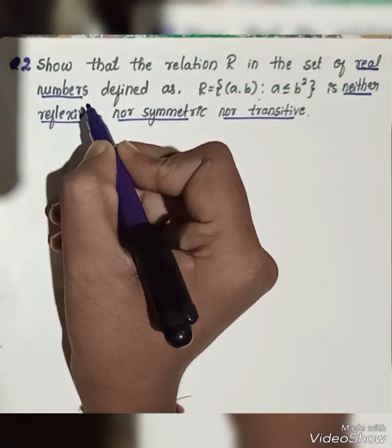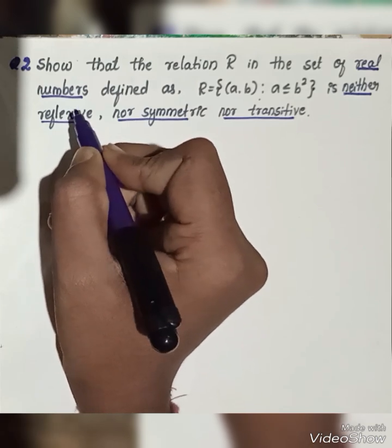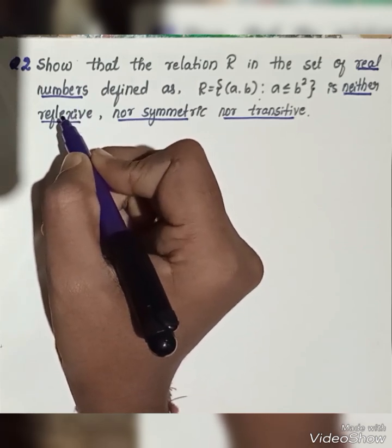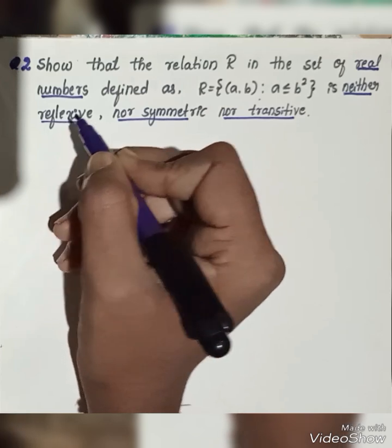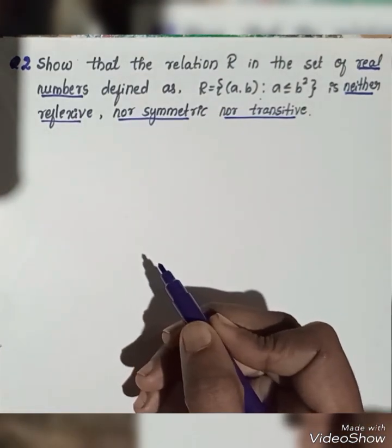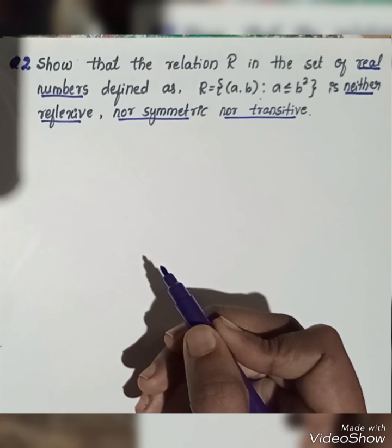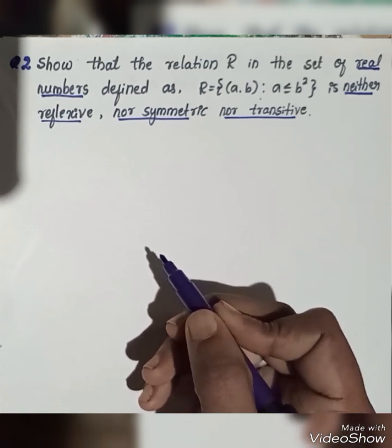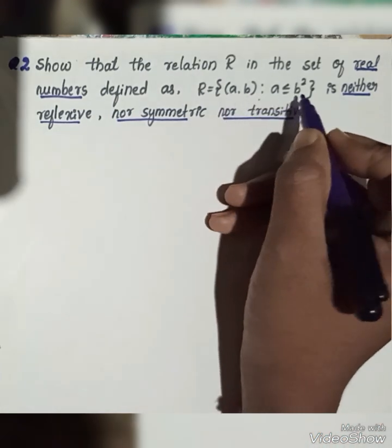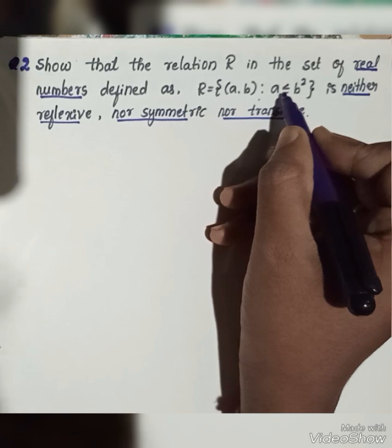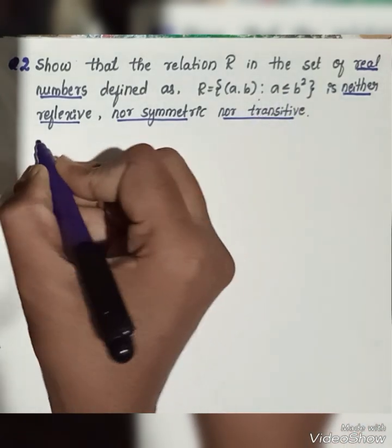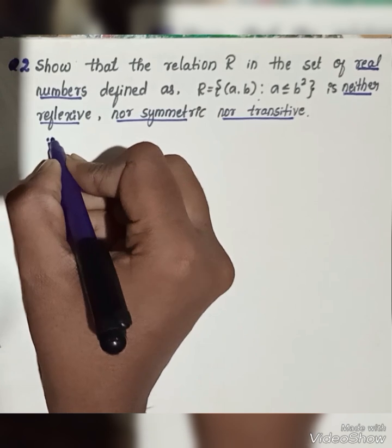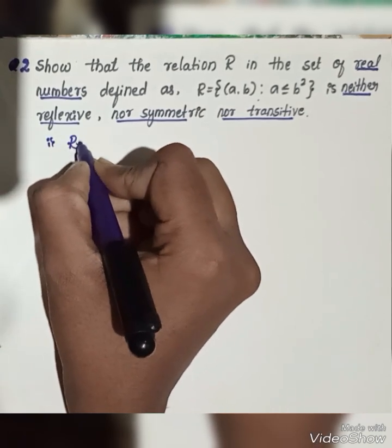Real numbers means all the numbers, including rational numbers, integers, natural numbers, whole numbers, odd numbers, even numbers, and so on. Here, for every value, whatever numbers we have taken, the relation must obey the condition. Taking one example, first check the reflexive condition.